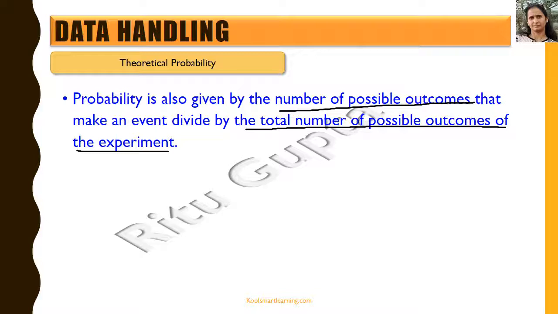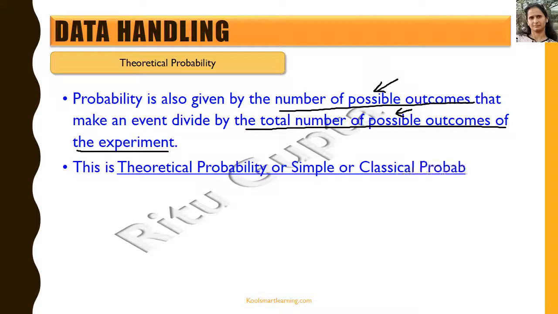But the difference between the empirical and theoretical probability, if you see by definition, is that here the term possible comes. Theoretical probability is the number of possible outcomes that make up an event divided by the total number of possible outcomes of an experiment. This is called theoretical or simple or classical probability.